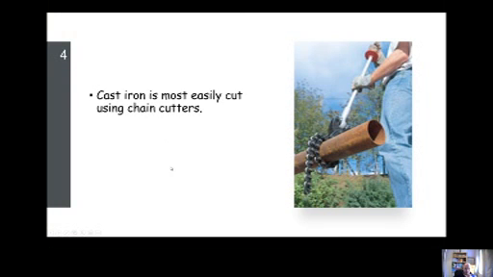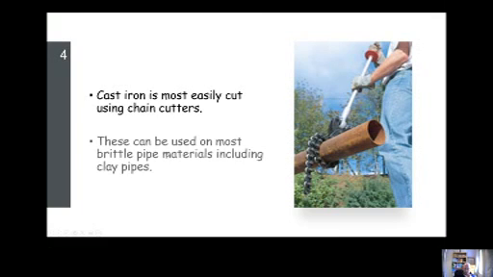Cast iron, we cut cast iron using chain cutters. It's very strong material, very hard to cut, but it's also still quite brittle. And you can use these chain cutters to cut cast iron as well as clay pipes, which are also quite hard but quite brittle.